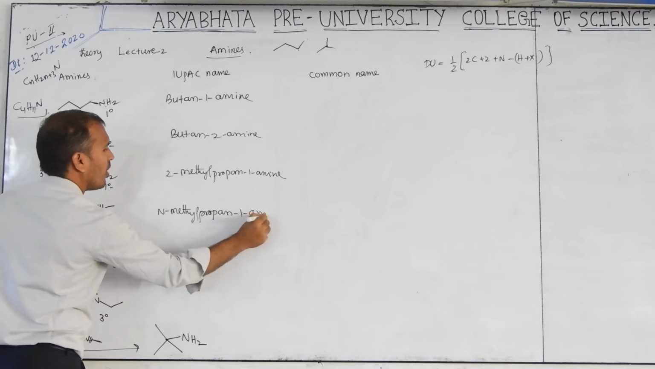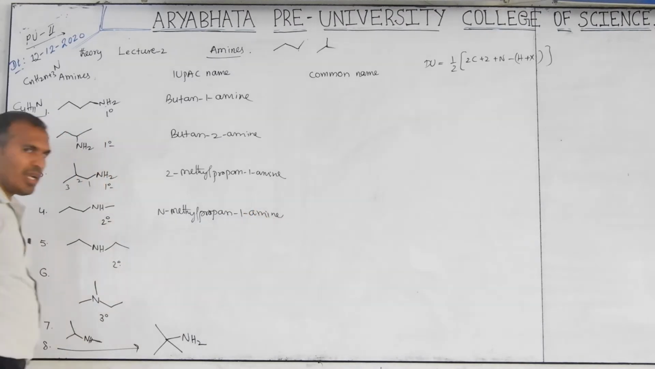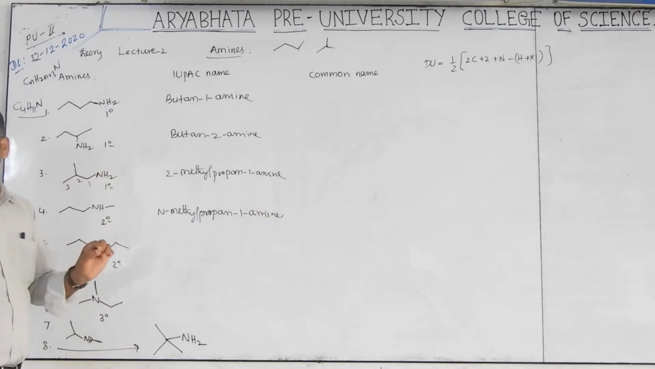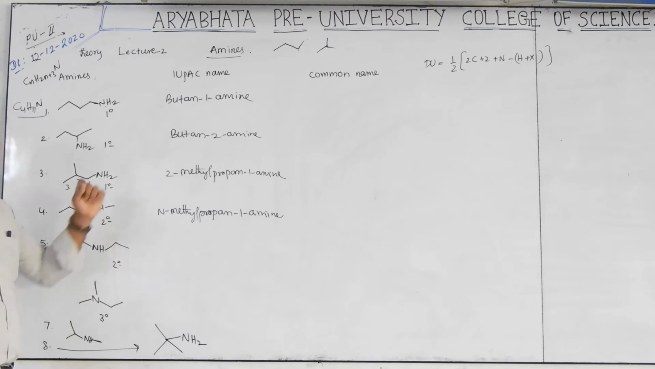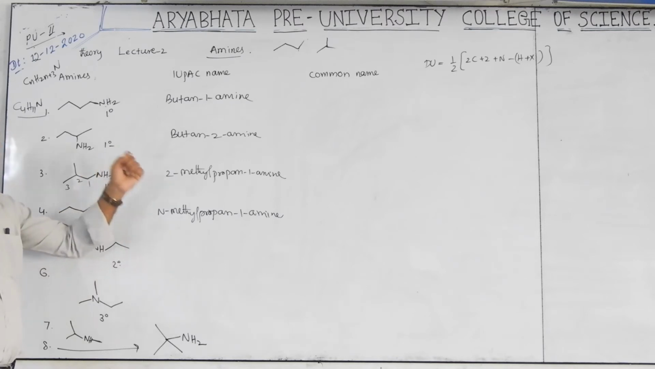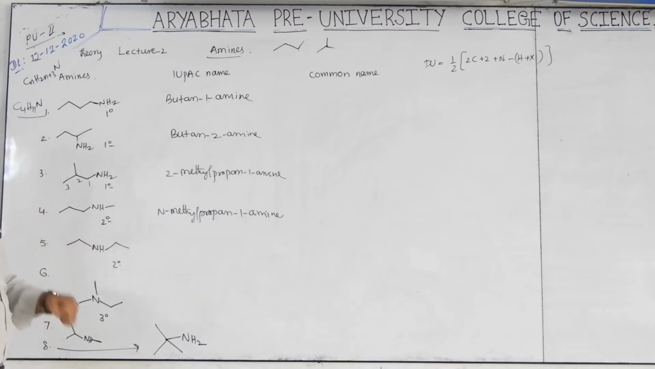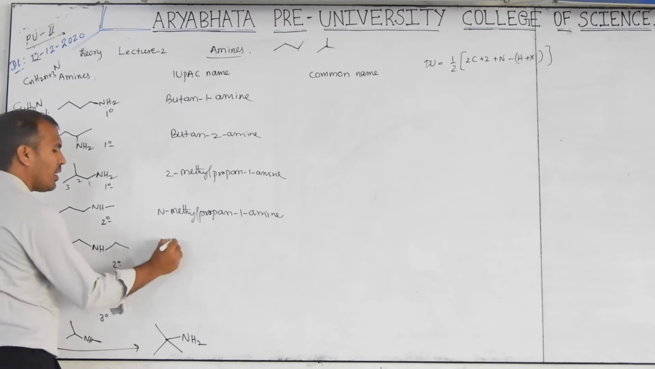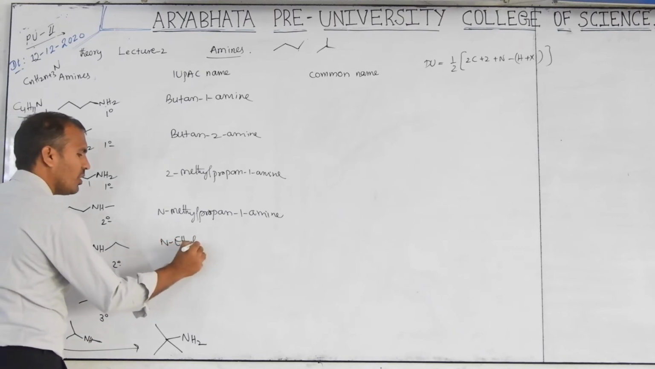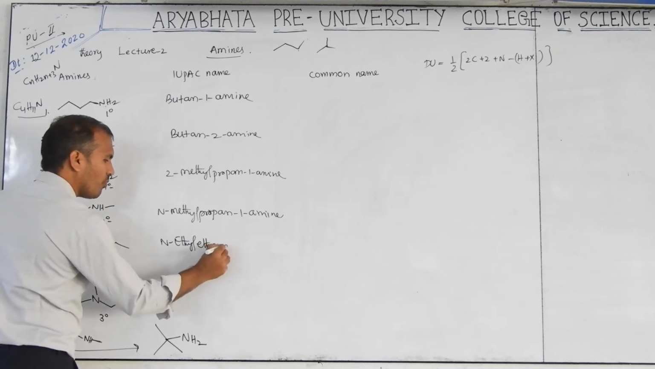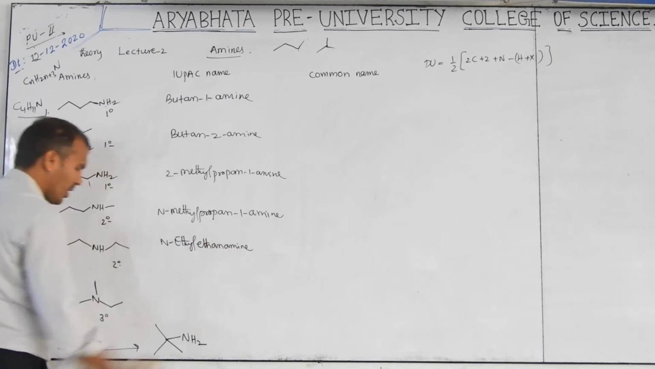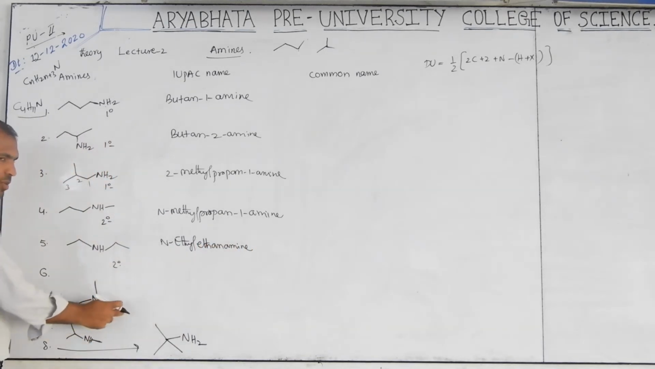Propane-1-amine. Why am I directly writing? Already you know the rules. You only have to follow the rules. In the last class I gave it: locant, prefix primary, secondary, root words, suffix primary, suffix secondary. That you have to follow. Same thing here. Then this is N-ethyl ethanamine. N-ethyl ethanamine. This is the long carbon chain.